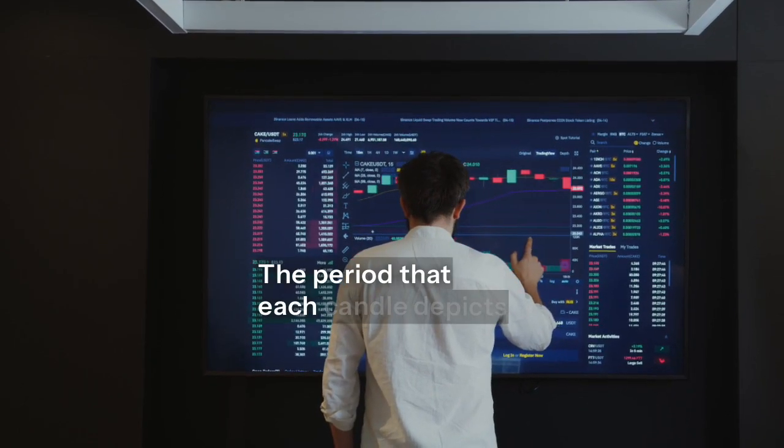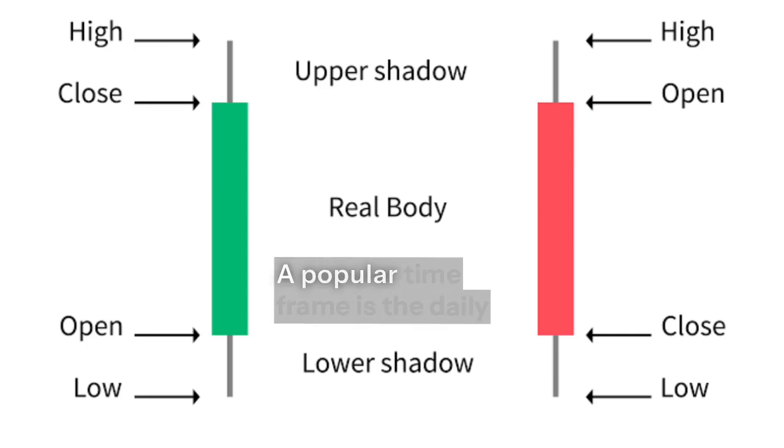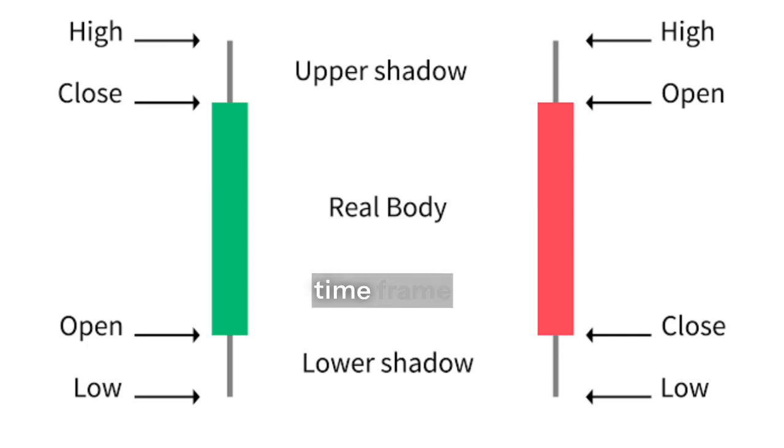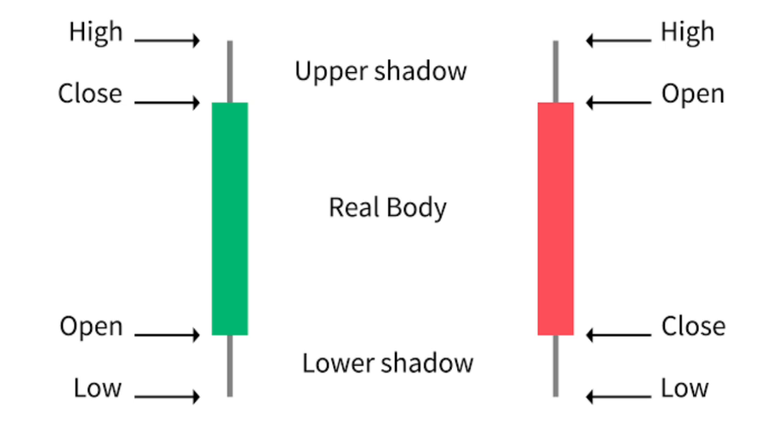The period that each candle depicts depends on the time frame chosen by the trader. A popular time frame is the daily time frame, so the candle will depict the open, close, and high and low for the day. The different components of a candle can help you forecast where the price might go. For instance, if a candle closes far below its open, it may indicate further price declines.